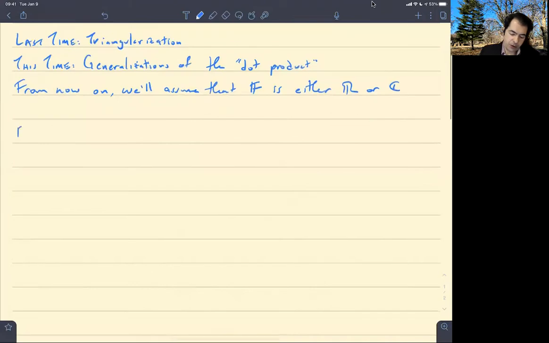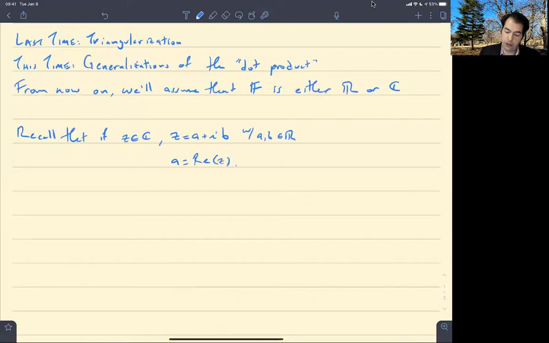So let me remind you about the complex numbers. If you write a complex number as z = a + ib with a and b real numbers, then a is known as the real part of z, we'll denote it Re(z), and b is known as the imaginary part of z, we'll denote it Im(z). Notice that the imaginary part of a complex number is a real number, right? It's the coefficient of i.